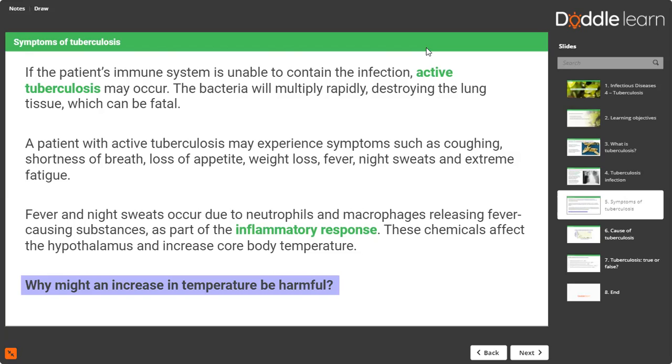If we think back to enzymes having an optimum temperature, when the temperature becomes too high, enzymes denature. If we have a fever and sweats for too long, a high temperature for too long, enzymes in our body will start to denature. Our natural bodily processes start to not work properly because we don't have enough enzymes for those processes to take place.